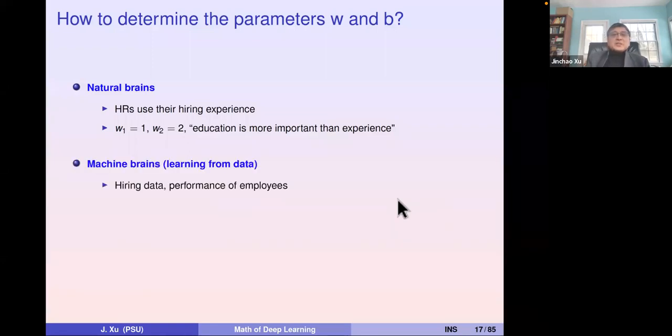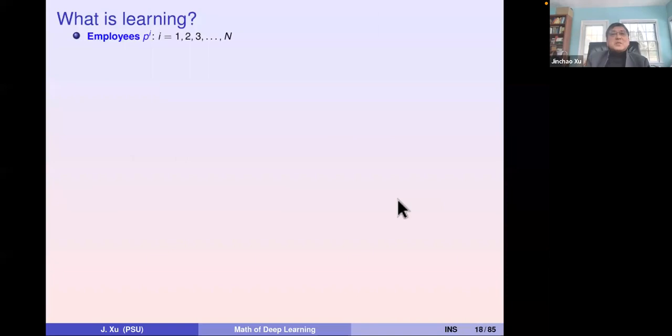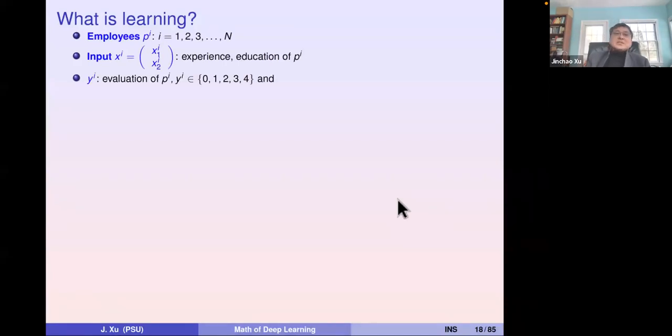But in machine learning, we're supposed to take your subjective opinions away using data. So somehow you develop a kind of neural network system that learns from the data. So how does that work? Suppose you just have the people already hired based on the criteria you had before. So you take N of the employees, and say experience and education are the parameters. After a certain time, you give an evaluation of your employee: bad, fair, good, very good, excellent. So it's kind of a classification problem.